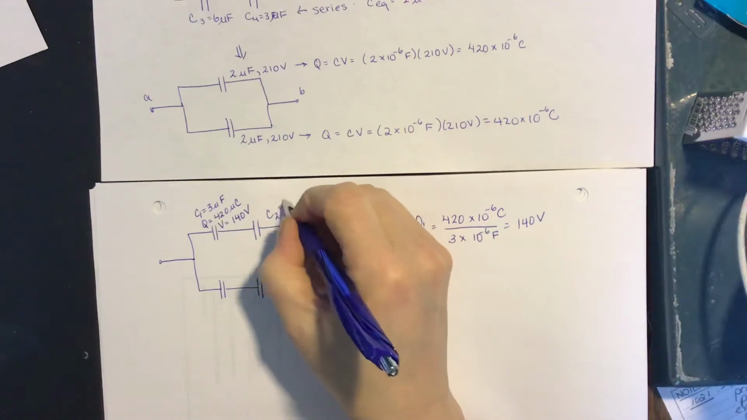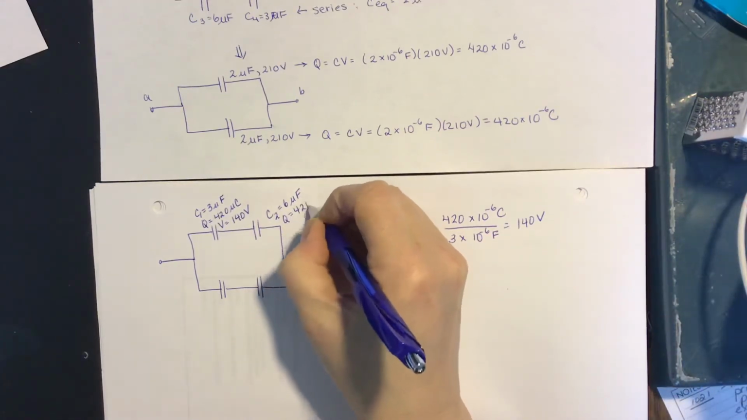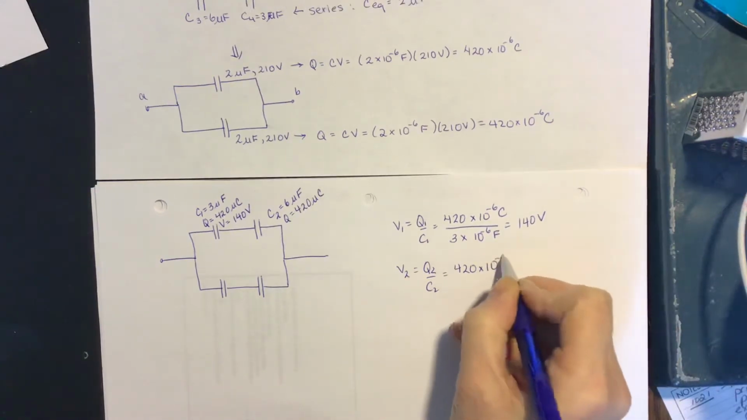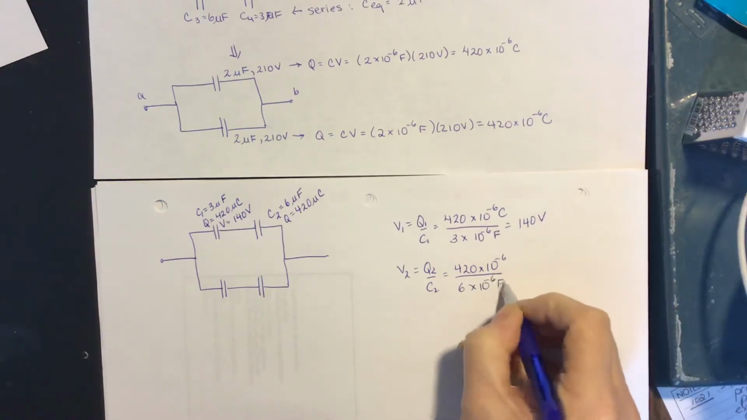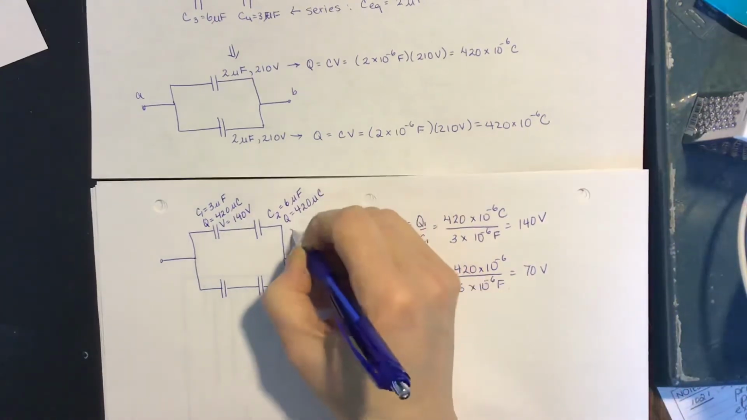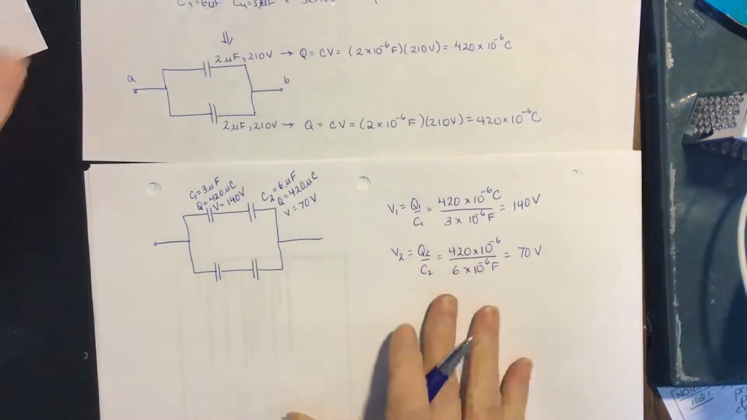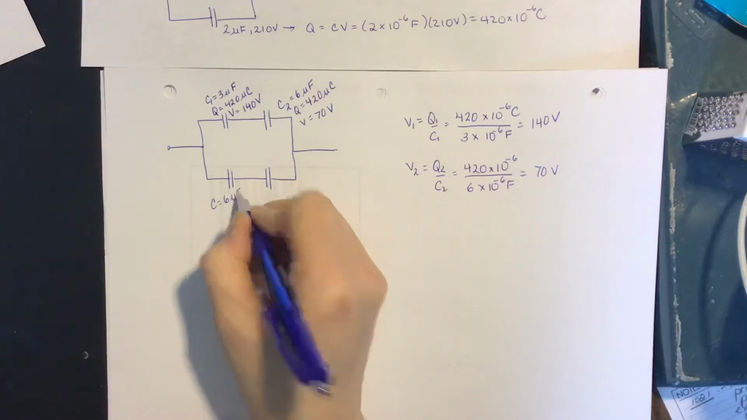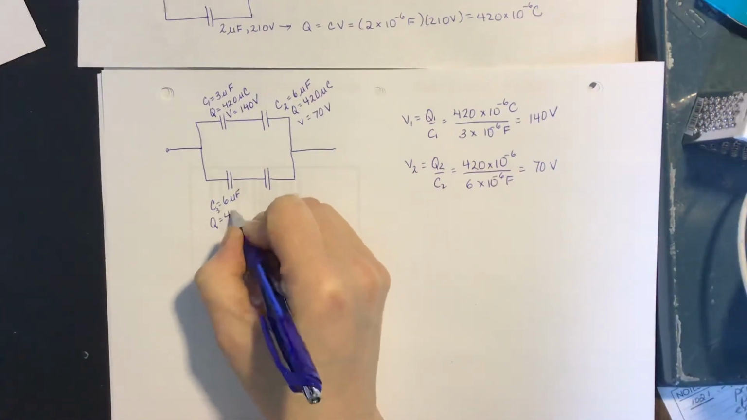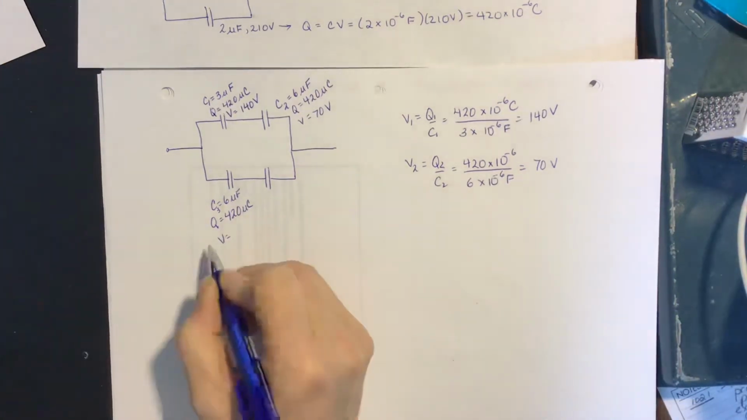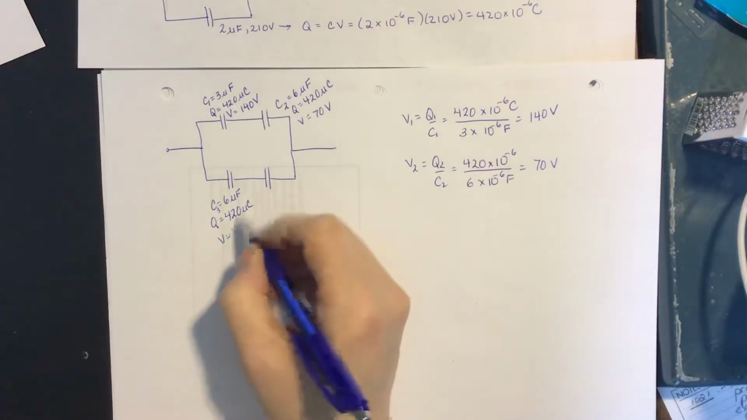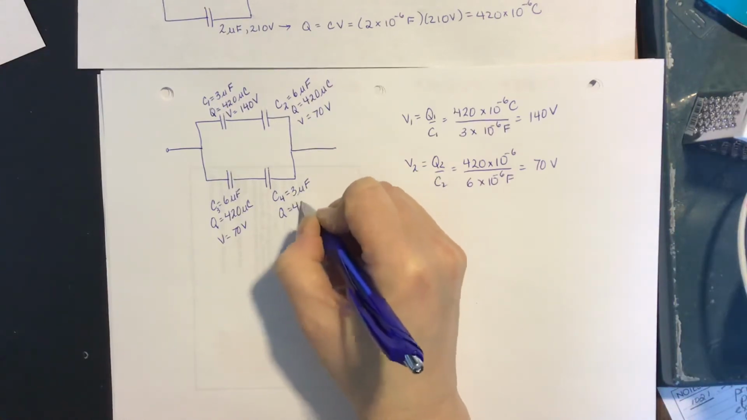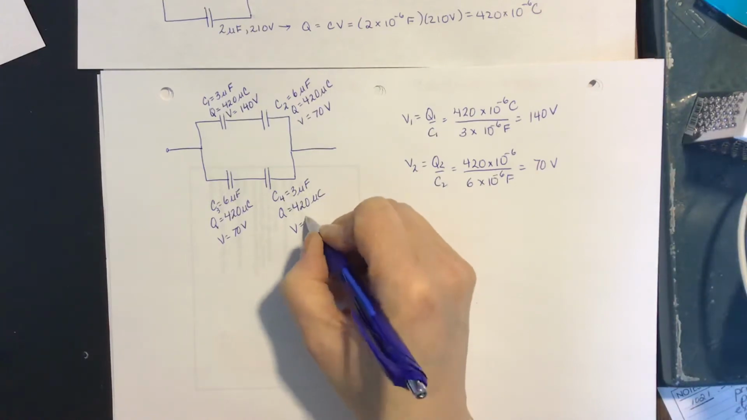This is C2, which is 6 microfarads. It has a charge of 420 microcoulombs. So V2 is Q2 over C2, 420 microcoulombs, divided by the capacitance of 6 microfarads to get a potential of 70 volts. And then we can come to our capacitors in the bottom branch. This capacitance C3 is 6 microfarads. The charge is 420 microcoulombs. So the potential is charge divided by capacitance, 420 microcoulombs over 6 microfarads to get 70 volts. And then for this capacitor, C4 is 3 microfarads, charge is 420 microcoulombs. Potential is charge over capacitance, 140 volts.